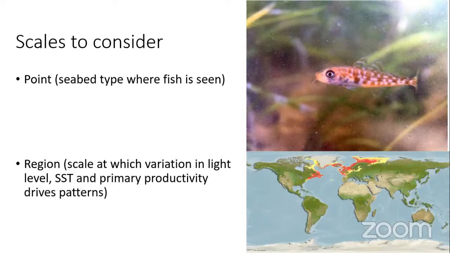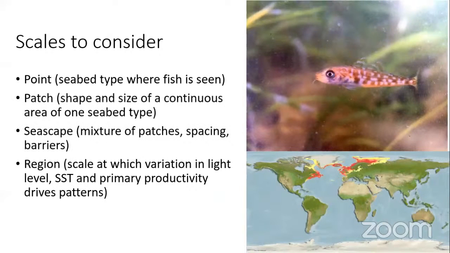And then you have a higher scale, you have the region, going right the way up to the whole range of the species, where whether the fish is present or its abundance is driven by larger scale things like the light level, sea surface temperature, food availability, that sort of thing. Food levels as driven by primary productivity, say. So we tend to know a reasonable amount about these things.